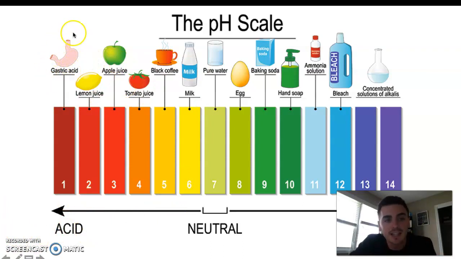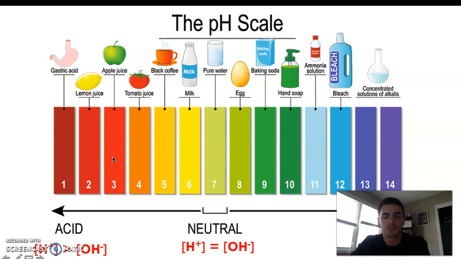You can see things like our stomach acid, lemon juice. A lot of these things right here are acidic, and we'll talk about the relationship here, but if you look down here, if it's less than 7, what that means is there's a lot of hydrogens, and since it's the inverse log, it will give us a low pH. So anytime a pH is less than 7, it's acidic.